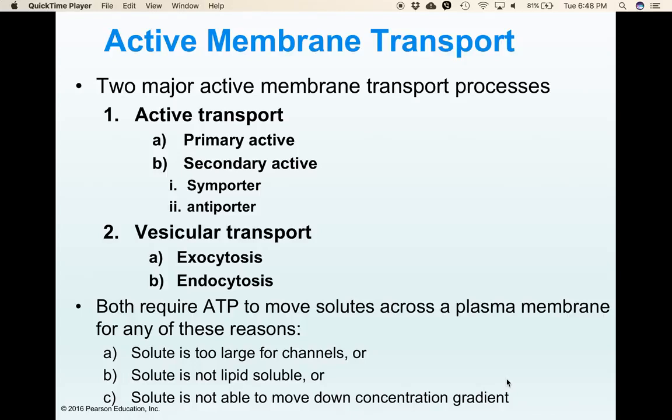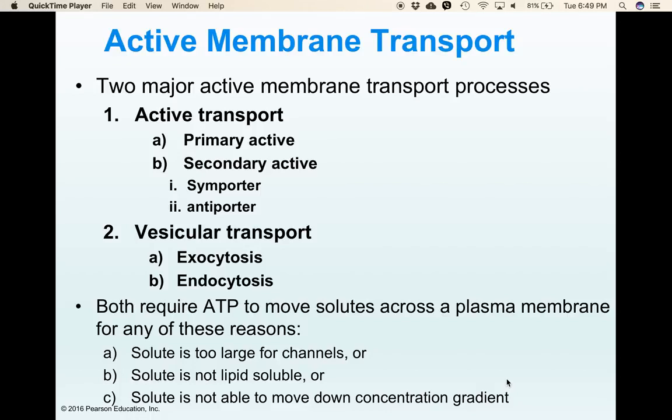So this is the last part of the PowerPoint that is going to be focusing on the movement of molecules across the plasma membrane. But in this case, we are focusing on the transport that requires some sort of energy input from the organism to allow the movement of these molecules. This process is known as active transport or active membrane transport.